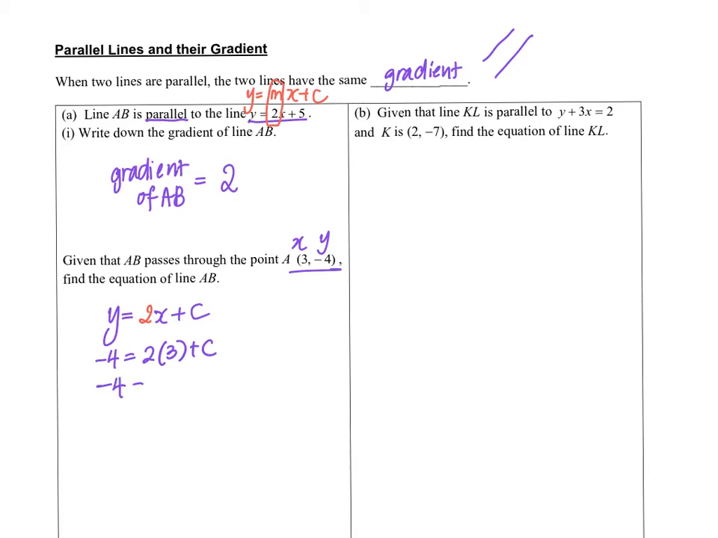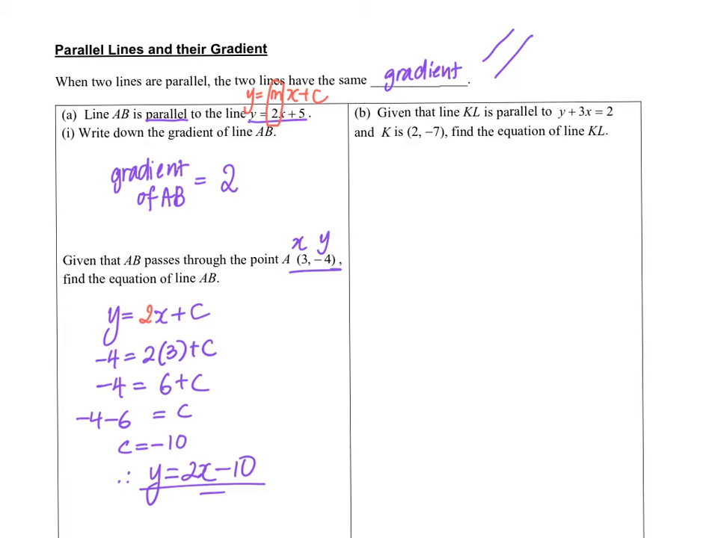So -4 equals 6 plus c. c will be -4 minus 6. c will be equal to -10. But is this the equation? No, right? The equation will be y equals 2x minus 10. And this will be the answer. Have you gotten the answer? Now I shall try question B, and I'll leave the next page for you as your own practice.